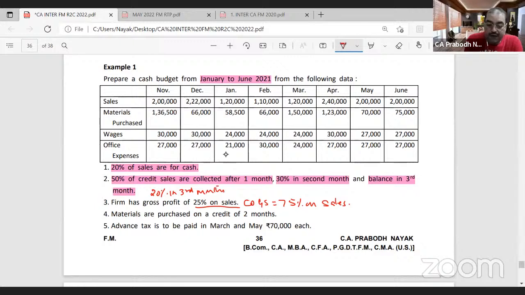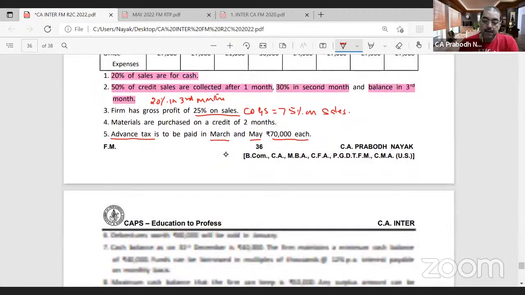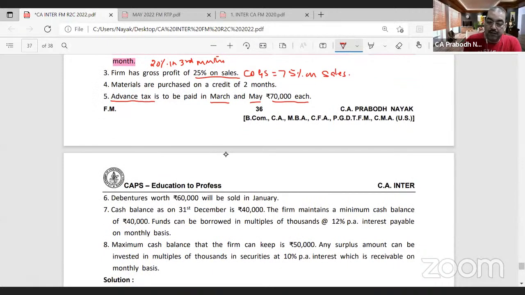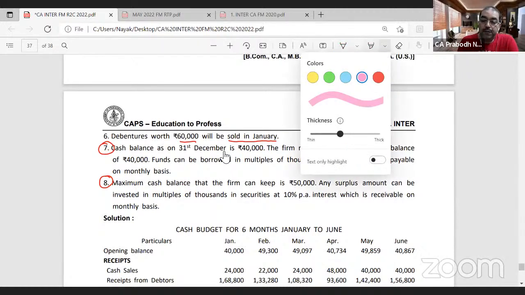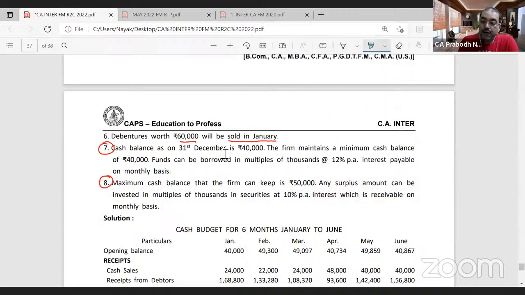Advance tax is to be paid in March and May, 70,000 each. Debentures worth 60,000 will be sold in Jan. 60,000 sale in Jan, cash receipts. Cash balance starts on 31st December. Now this is why I'm doing this problem with you, especially for these two adjustments. Cash balance as on 31st December is 40,000. The firm maintains a minimum cash balance of 40,000. So this part is important for you.